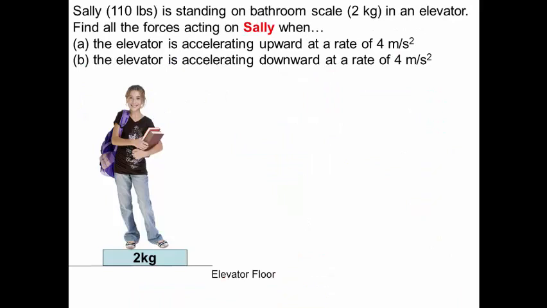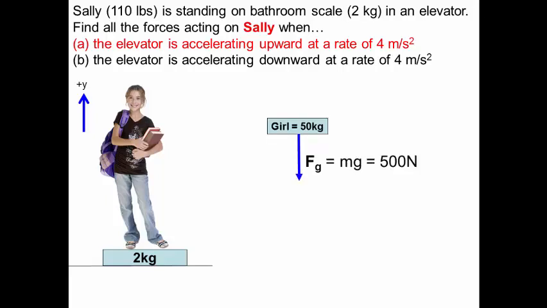Now let's suppose we put Sally in an elevator on top of the scale. We've got two cases. Let's take a look at the first case where the elevator is accelerating upward at a rate of 4 meters per second squared. Choosing plus y in the upward direction again. The girl has a force due to gravity of 500 newtons. And remember, I don't really care about the scale in this problem. So we have gravity acting downward with 500 newtons, and we have a normal force of the scale acting upward on the girl. The question is, what is that scale reading?